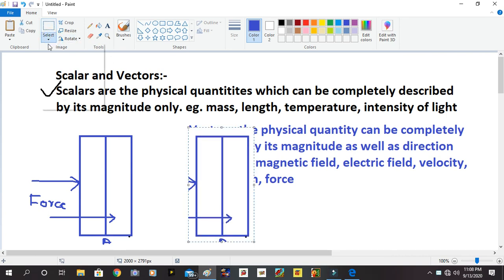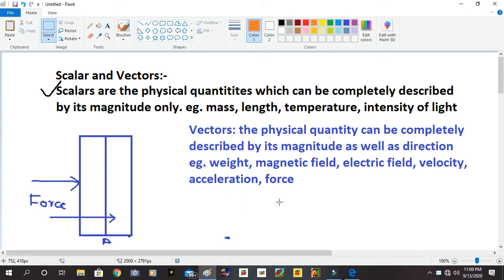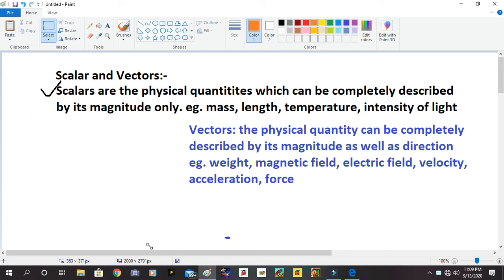So here I will say that the cupboard is moved from one place to another place. Then its direction was very important. Okay, so this was the introduction of vector and scalar, that we are going to start in this lesson.